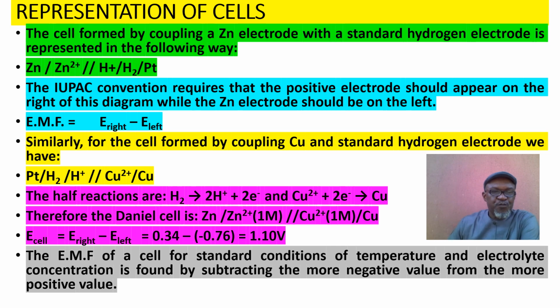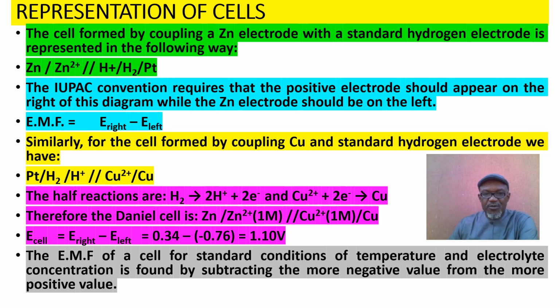Representation of cells. Now, let's take a cell of a zinc electrode coupled with a standard hydrogen electrode. That is what we have just seen in the last slide. And we'll see zinc and hydrogen. So the IUPAC convention requires that the positive electrode should appear on the right of this diagram, while the zinc electrode should be on the left. Zinc is a negative electrode because with the standard hydrogen electrode, the EMF is minus 0.76. Now that means EMF is E right minus E left, which we met before.